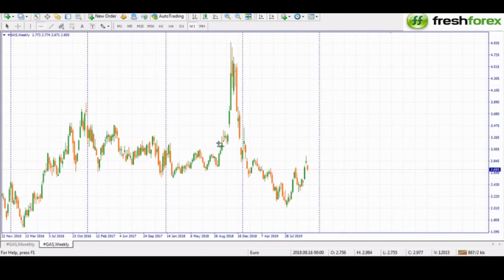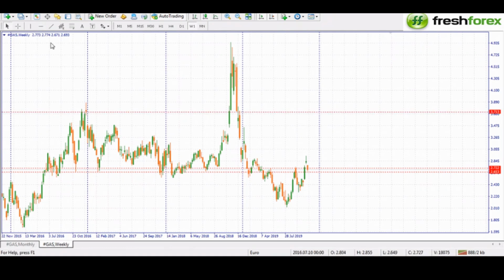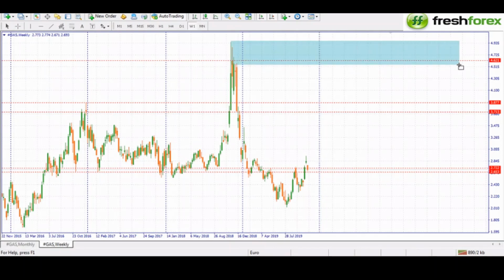Then we draw the same levels. We try and find the same levels which we were seeing on the monthly. We'll draw that, and then we'll also draw this like this. Then we'll also draw this at the top. So basically, this is how you should be analyzing your charts when you want to trade something like energy, any CFD.